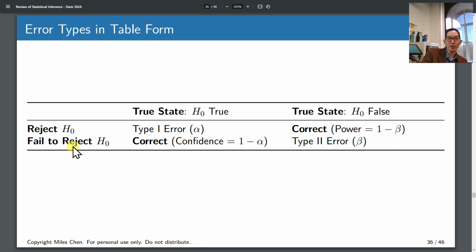This is kind of a table. If the true result is that the null hypothesis is true, what we want to do is fail to reject. That's the correct outcome, okay? Whereas if we reject the null and the null hypothesis is true, that's a type 1 error, okay? If the true outcome is that the null hypothesis is false, rejecting the null hypothesis is the correct decision. That's power. And if we fail to reject it, that's type 2 error, okay?